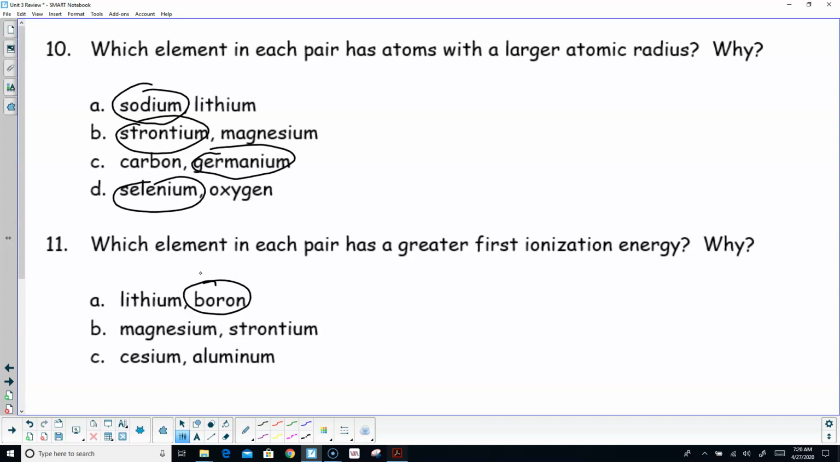Magnesium or strontium. Magnesium, because the electrons are closer to the nucleus. It's much easier to grab a valence electron from strontium because it has more rings, so it's further away. There's increased electron shielding. Cesium or aluminum. Cesium. Not only does it have more rings, it has fewer valence electrons.